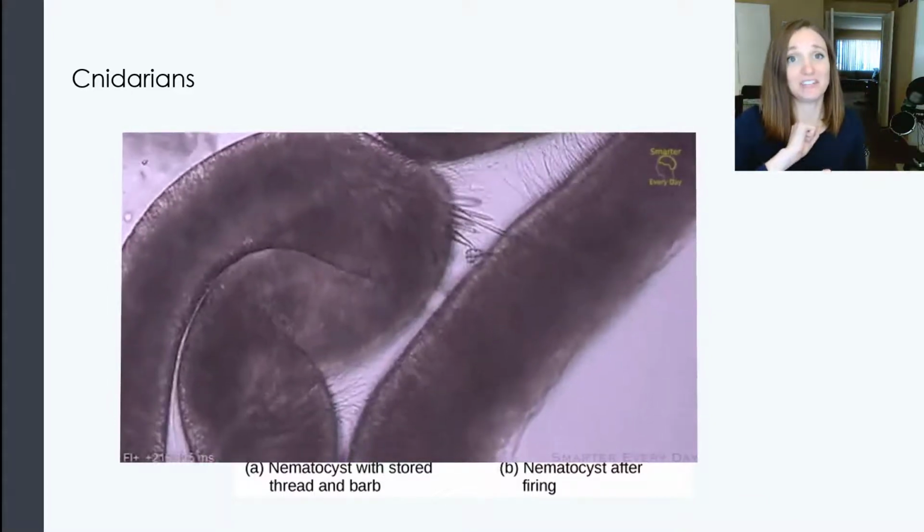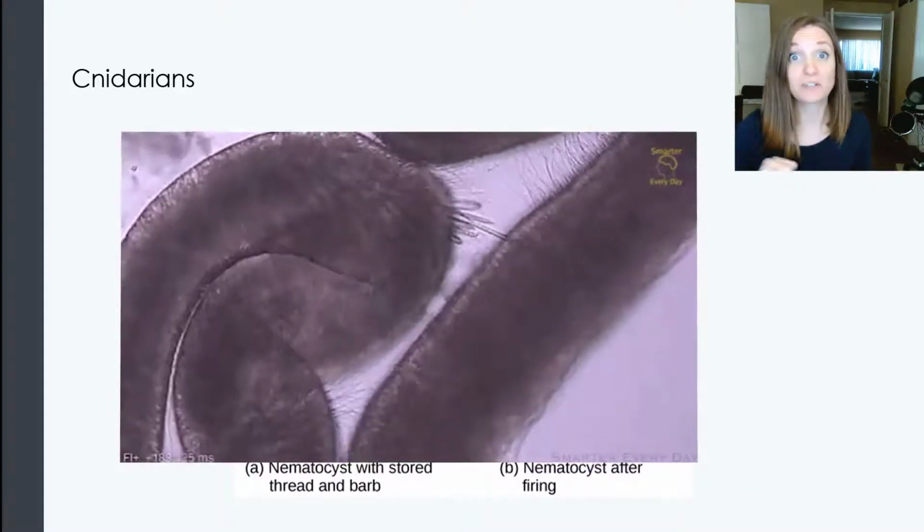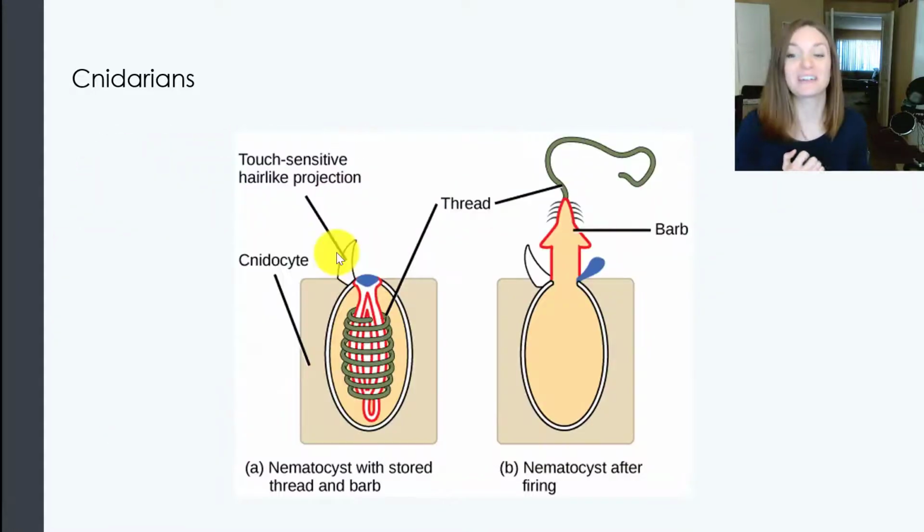They can be ejected under extreme force and pressure. They're barbed, and they can release their venom and stick into their prey. This is a defensive mechanism. It's also a mechanism to help them capture prey, because a lot of these are predatory, trying to hunt and find their dinner.